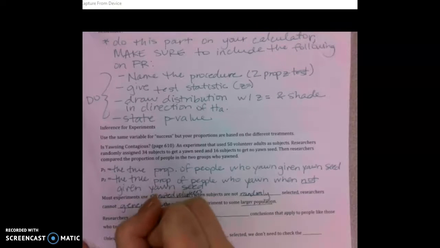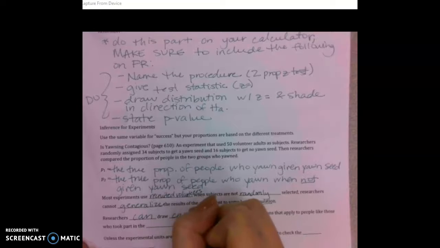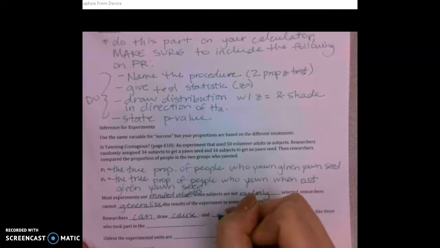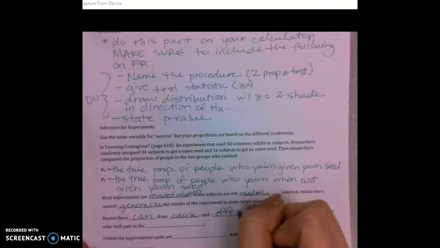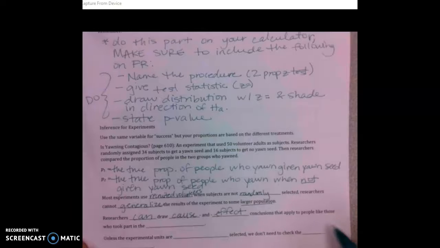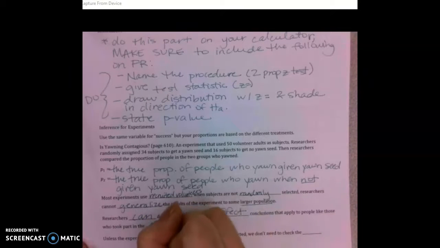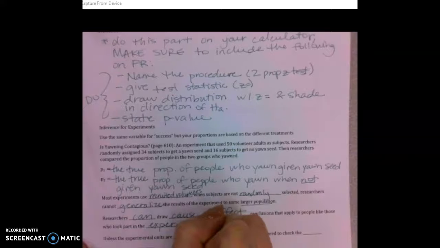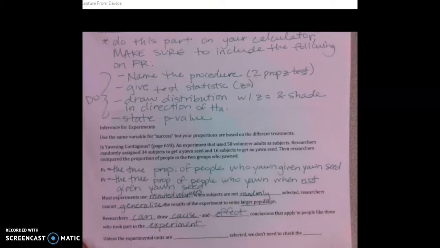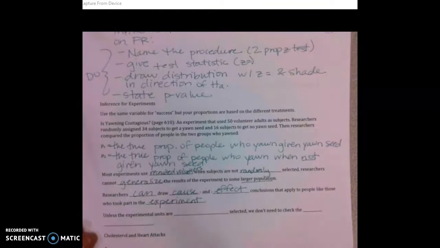Researchers can draw cause and effect, though. Conclusions that apply to people who look like those who took part in the experiment. So if it is people that are doing a sleep study, then they can generalize it to people that say that they have issues with sleep or whatever is the case.